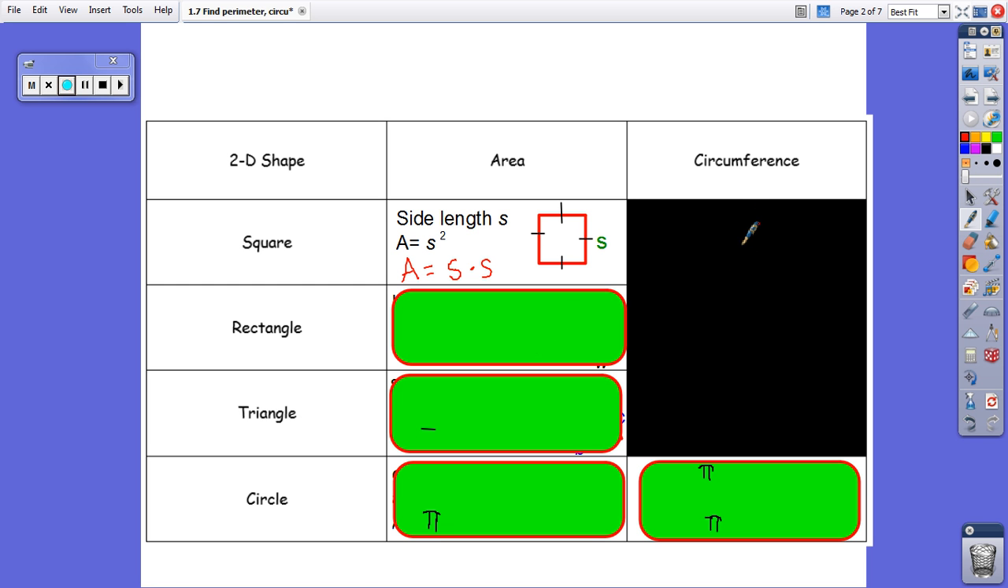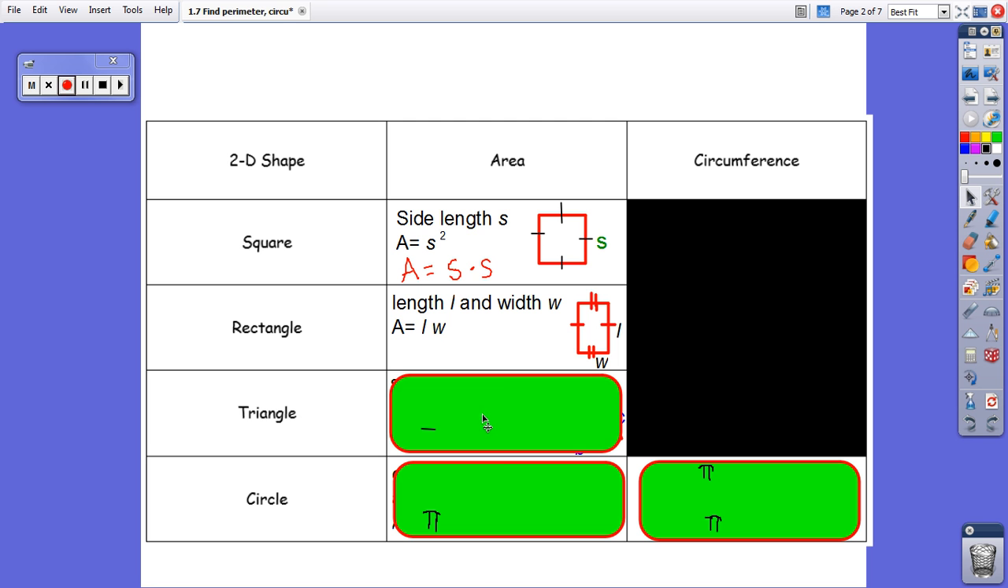The circumference is blacked out because there's no circumference for squares, rectangles, and triangles. So we won't get there till we get to circles. Alright? Looking at rectangles, here's the same picture again. To get the area of a rectangle, you just multiply length times width. You multiply these numbers together, you get your area.